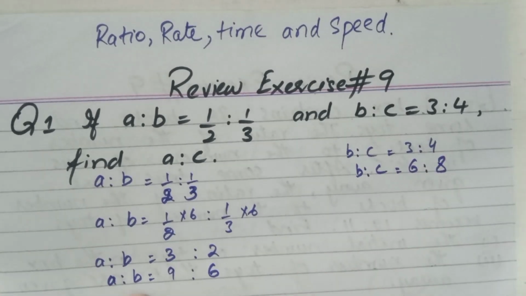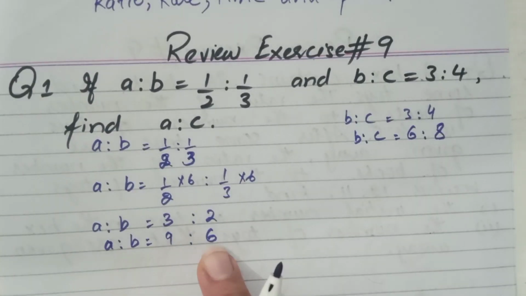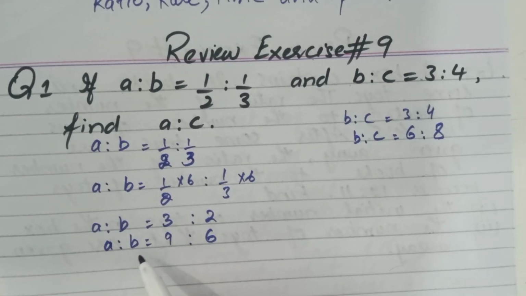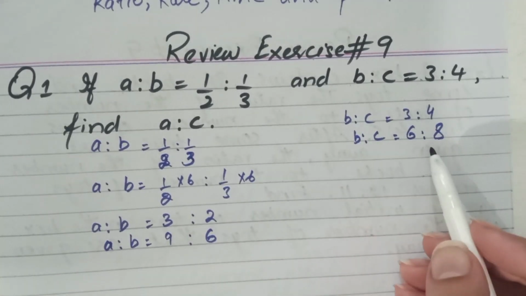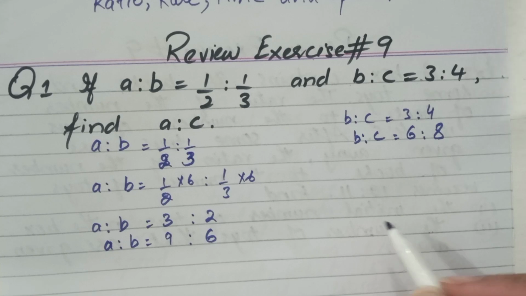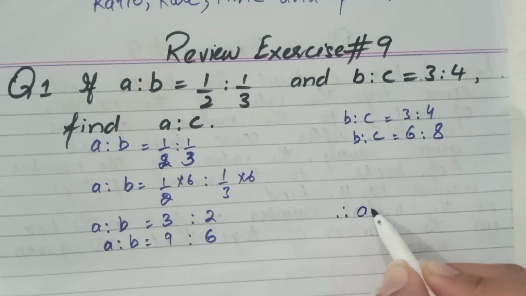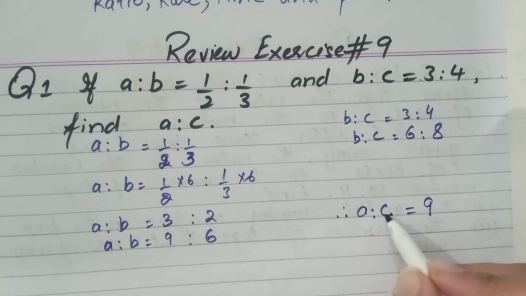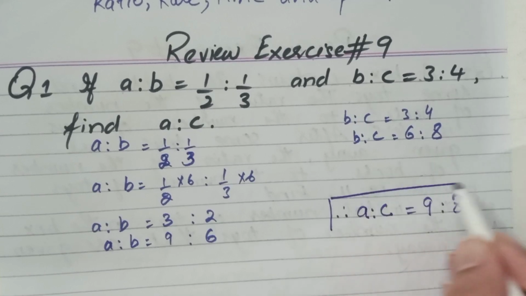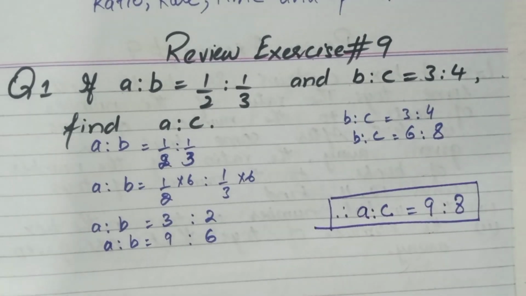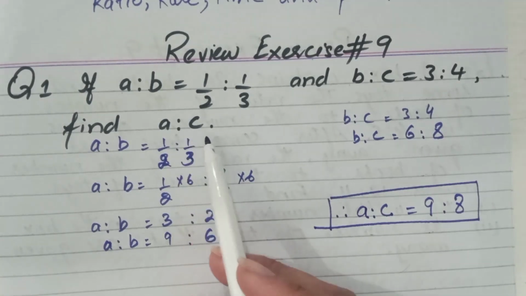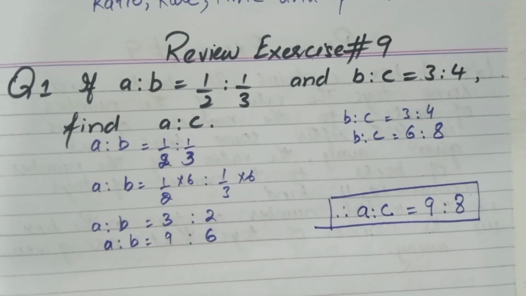Now we see that in both ratios B is equal to 6. Therefore, we can write A ratio C, where A is 9 and C is 8. Now students, this is the answer of question number 1. It's solved. We had to find the ratio of A to C.